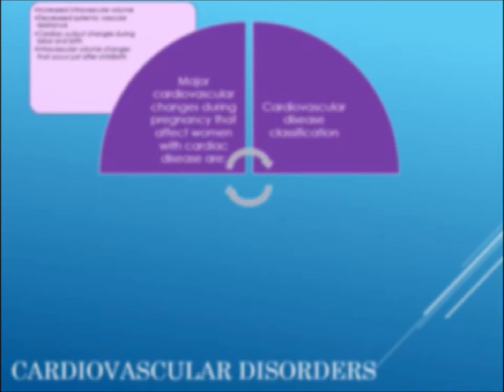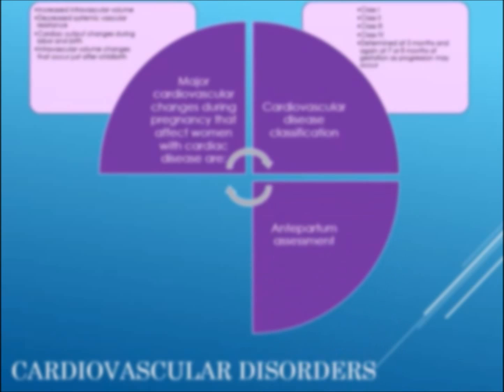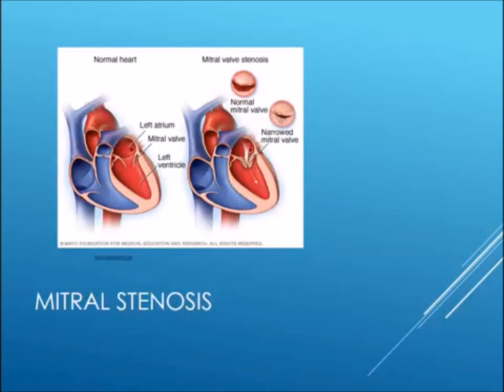We'll also discuss the cardiovascular disease classification system. Class 1, Class 2, Class 3, and Class 4 are determined at 3 months and again at 7 or 8 months of gestation as progression may occur. We'll discuss the antepartum assessment of the cardiovascular patient and the plan of care and implementation. For women with Class 3 or 4 disease, surgery is recommended during pregnancy if symptoms cannot be controlled.